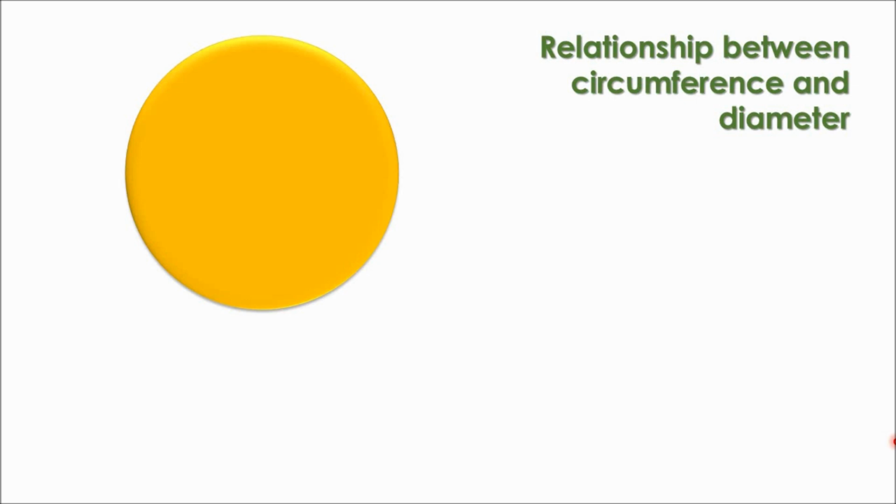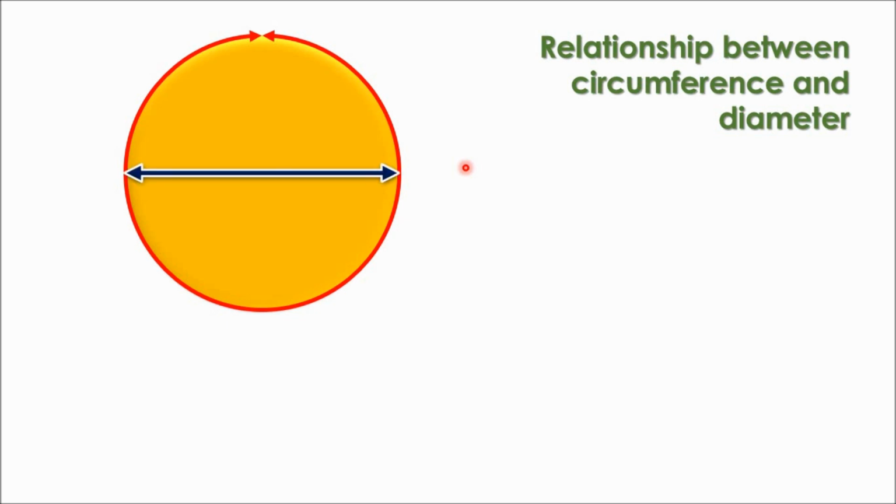For further understanding about the relationship between circumference and diameter, let's look at this example. You have a circle, and this one is the circumference, and this one is the diameter. Now I want you to measure the circle using thread, and then you measure the diameter also using a thread.